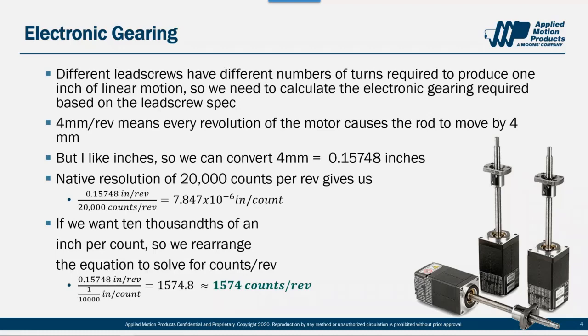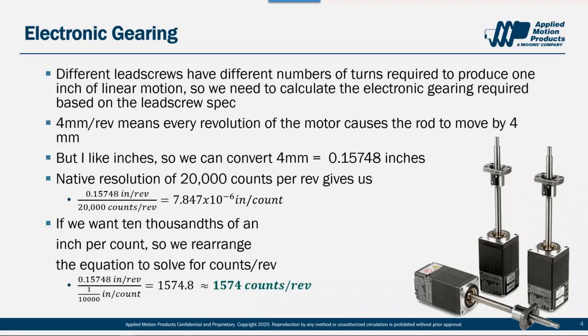The other thing you might notice is that I rounded down to 1574 instead of up to 1575, which is technically closer. By doing that, I actually increased my error from 0.2 counts per rev to 0.8 counts per rev. Why did I do that? I did that because the electronic gearing in our drive needs to be set in even numbers. So 1575 is not a valid counts per rev setting. It has to be 1574 or 1576.